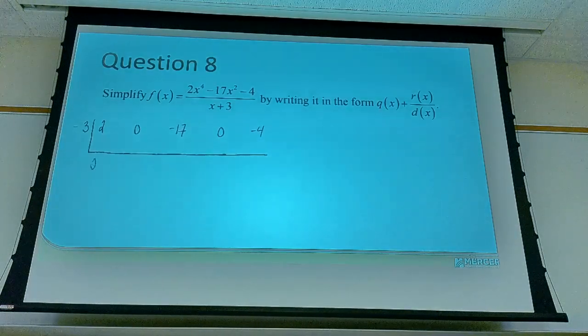Two carries down, times 3 is 6, plus 0 is 6, times 3 is 18, plus -17 is 1, times 3 is 3, plus 0 is 3, times 3 is 9, plus -4 is 5.